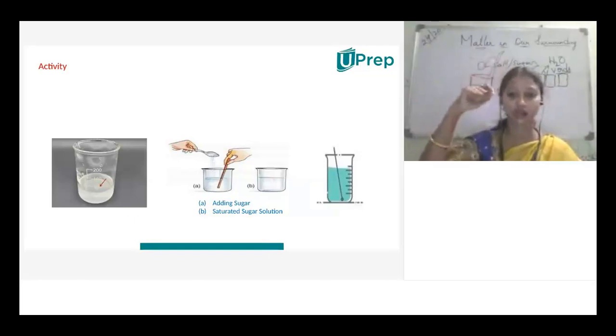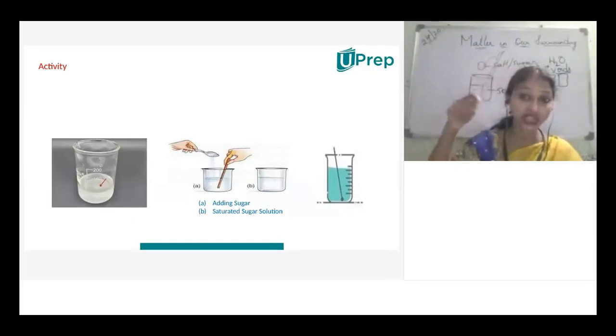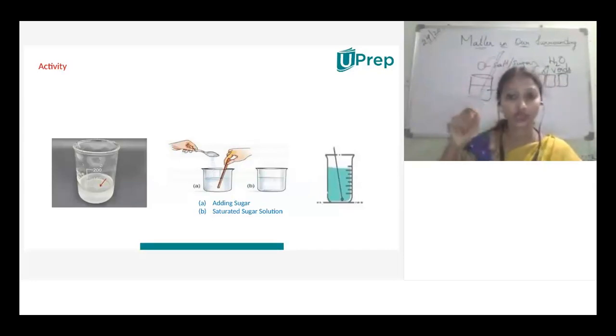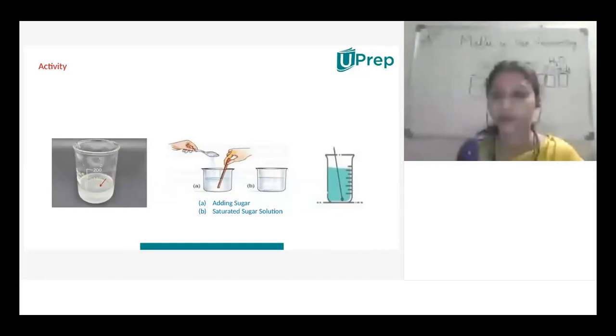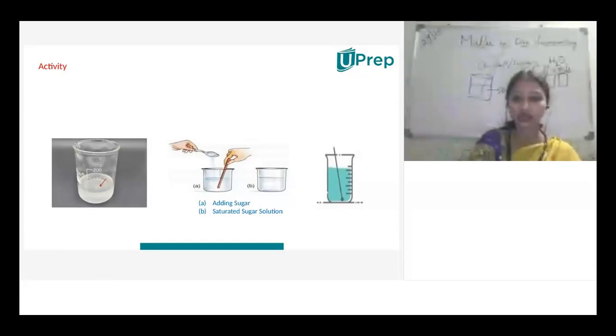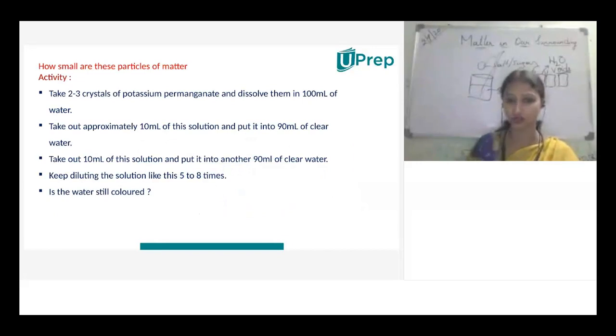Why do we use a glass rod, children? This also I have explained. The glass rod is used to stir the solute and the solvent so that there is homogeneous mixing of the solute with the solvent. This is the way I have shown you the activity also.